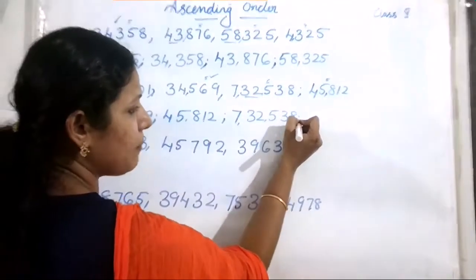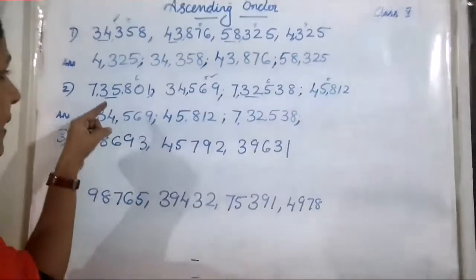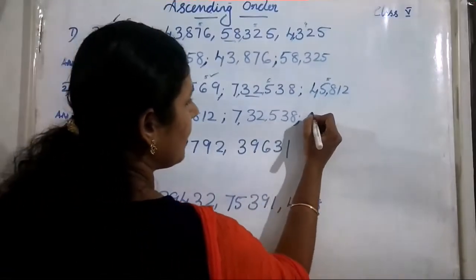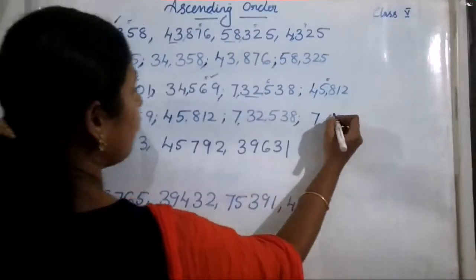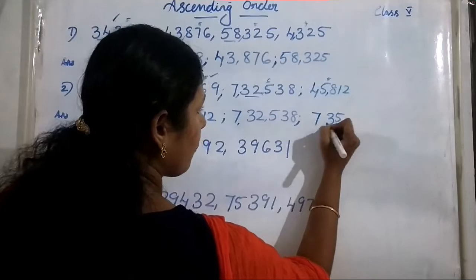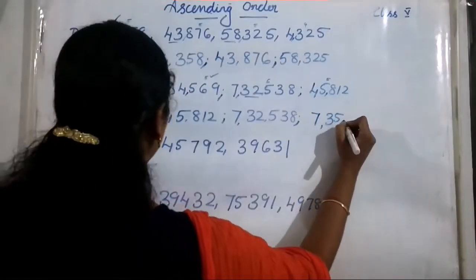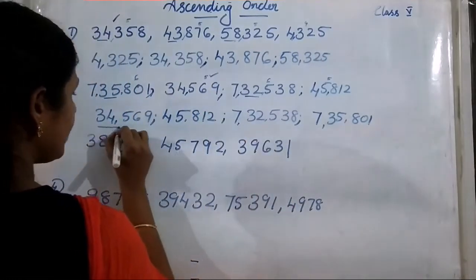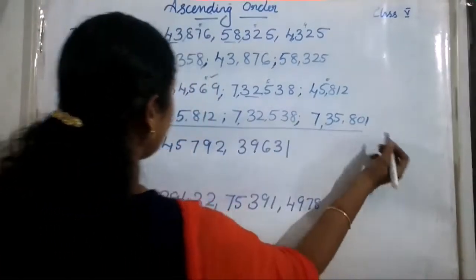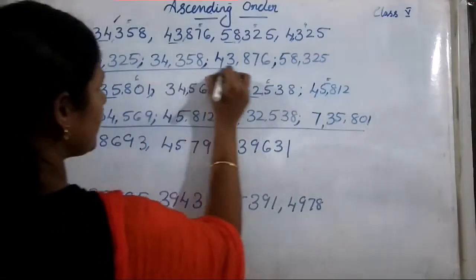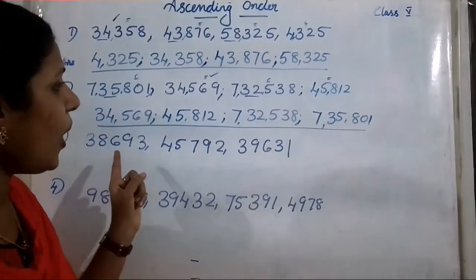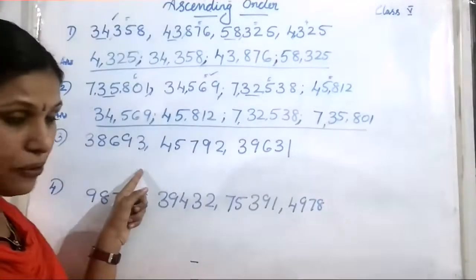Okay, so we separate this number. Then the last number is 7,35,801. So our answer is this. Understand all of you? Here the answer is this one. Okay, understand? Then now we are going to the third question.